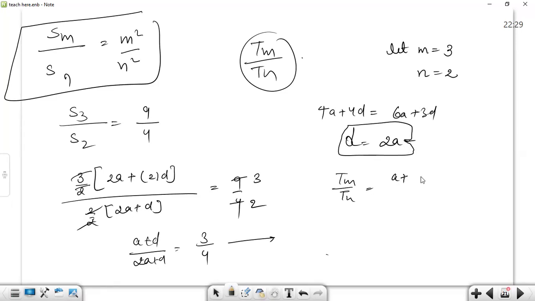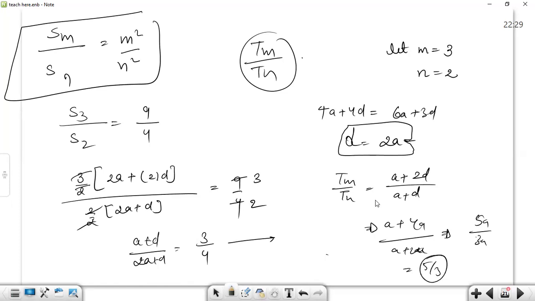Tm is a + (m - 1)d. M is 3, so a + 2d, and a + d. Simply we had to find out this: (a + 2d) upon (a + d). Okay, so now we know d is what? d is 2a. So a + 4a... a + 2d is a + 4a, that is 5a, upon a + d, d is 2a, this is 3a. This should be 5 by 3. Tm by Tn should be 5 by 3.